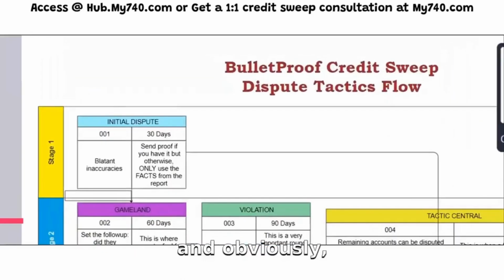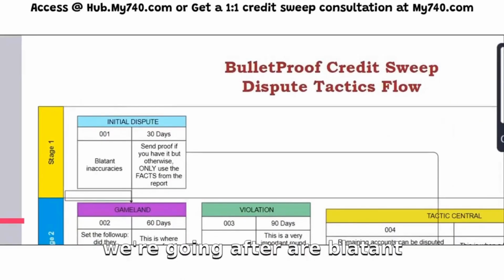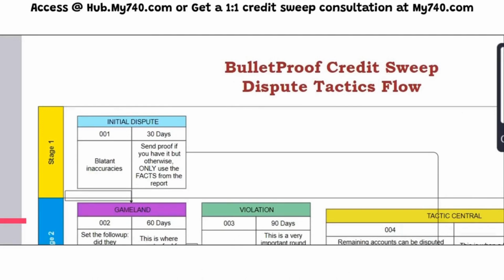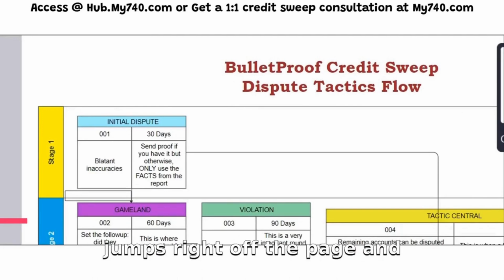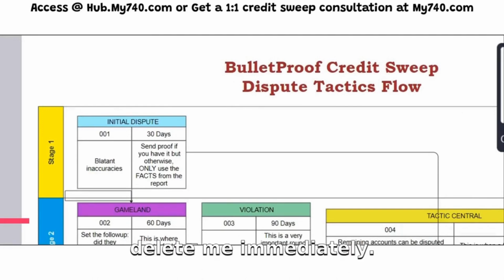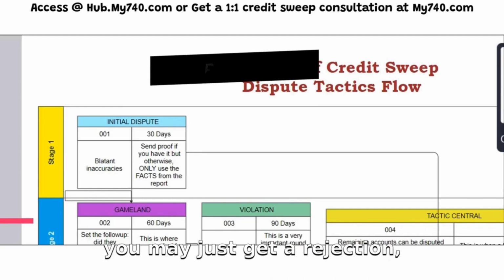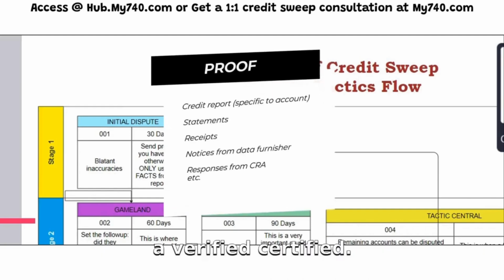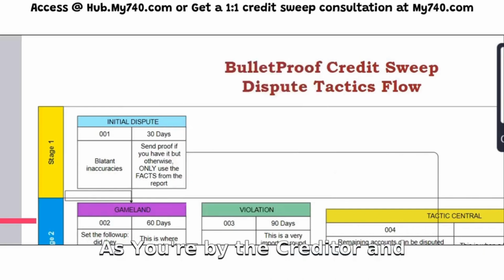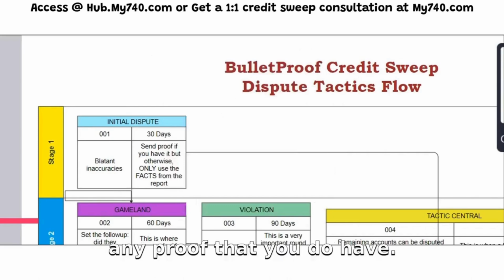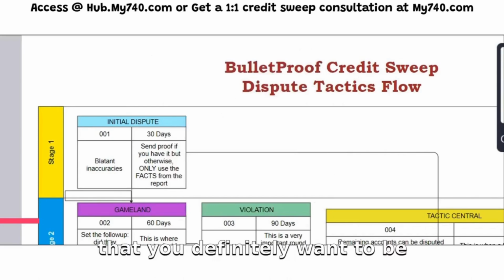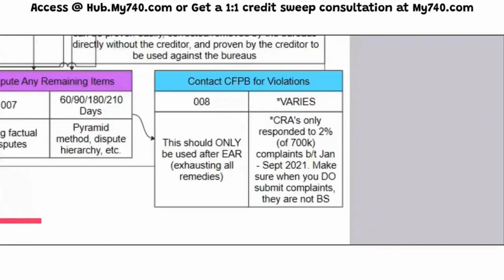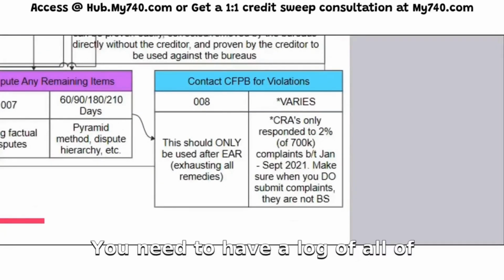Dispute. Okay, and obviously with factual-based disputes, we're going after our blatant inaccuracies, right? So we're talking about different balances, different dates, things that jump right off the page and say, delete me immediately. And here's the deal. You want to send proof if you have it, because otherwise you may just get a rejection, a denial, a verified, certified as accurate by the creditor. And any proof that you do have, while it may not be looked at, you definitely want to be logging these things, because if you have to go to the last step in stage 4, which is contacting the CFPB, you need to have a log of all of this.